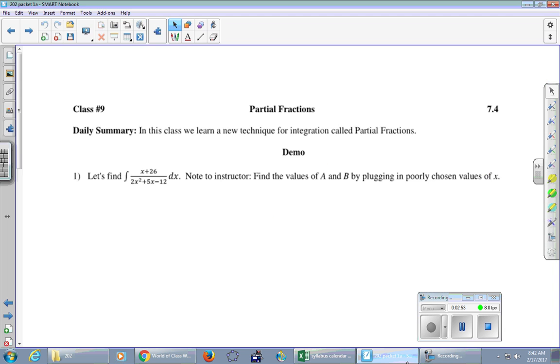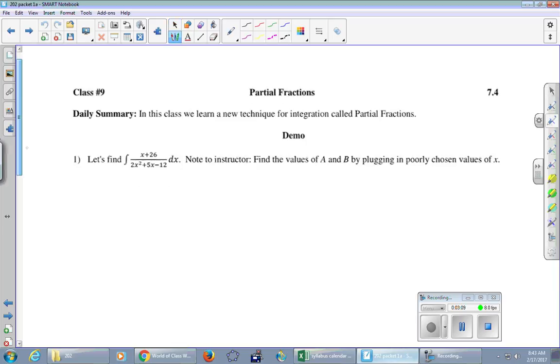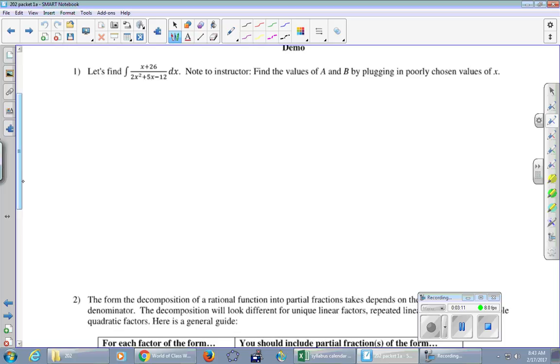There we go. Okay, daily summary. In this class, we learn a new technique for integration called partial fractions. Number 1, let's find the integral of (x + 26) over (2x² + 5x − 12), and then there's a note to me which you can ignore. Here's the idea. This integral right here, so we've got a couple of techniques for fractions, and none of them is going to work on this integral, but let's just try the few things that we do know about fractions.